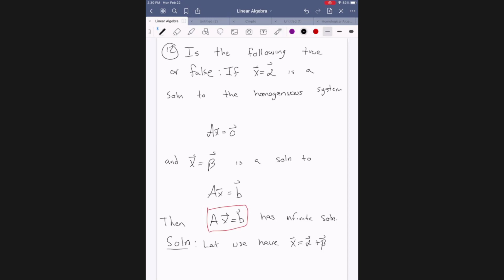So basically, I was wondering, okay, what happens if I plug in x equals alpha plus beta? What does this give me? A times alpha plus beta, right? Now what can I do? I can distribute, which would give me A alpha plus A beta. So now, what is this going to equal? For example, what is this guy going to equal? 0, right? Yeah, 0.